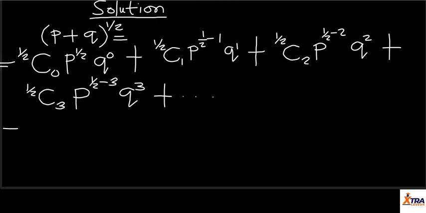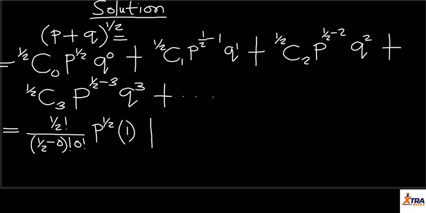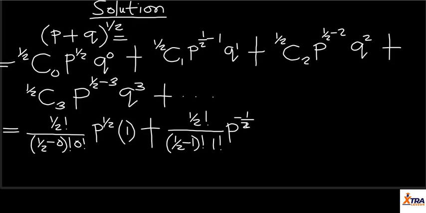You can now simplify. From our knowledge of combination, we know this is 1 over 2 factorial over 1 over 2 minus 0 factorial, 0 factorial. We have p raised to the power 1 over 2, q raised to the power 0 is 1. Moving on, we have 1 over 2 factorial over 1 over 2 minus 1 factorial. And we have p, 1 over 2 minus 1 gives us a value of minus 1 over 2, and then we have q raised to the power 1.